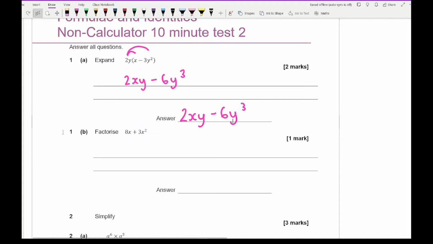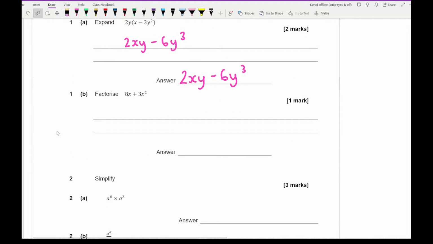Moving on to question 1b, it says to factorize, so we need to put into brackets. Looking at the two terms, there's nothing common with the numbers. However, both terms have got an x. So I write my x. So what do I have to multiply x to get 8x? Well, I need an 8. Plus, what do I need to multiply x to get 3x squared? Well, I need a 3x.